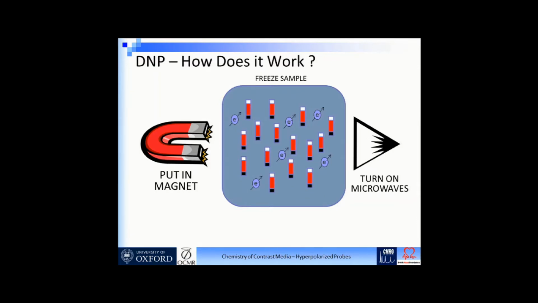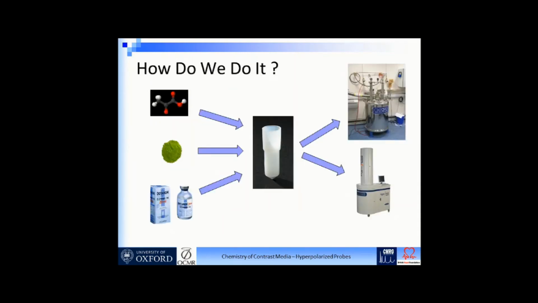And that's where we were in the 1970s, and that worked very, very well. The step that Ardenkjaer-Larsen introduced was a very, very rapid melting stage, which allowed us to bring that into the liquid state and use it as an injectable contrast agent. So how do we actually do it?